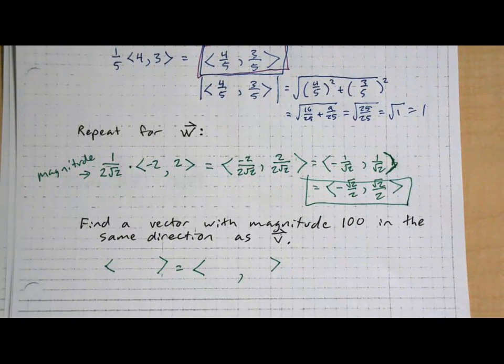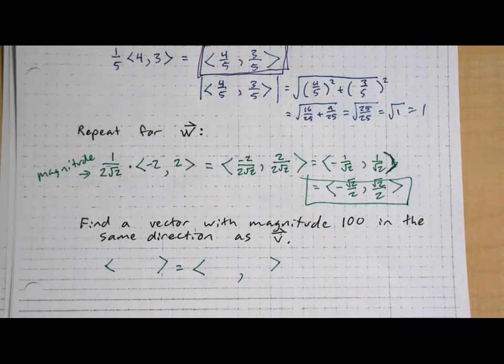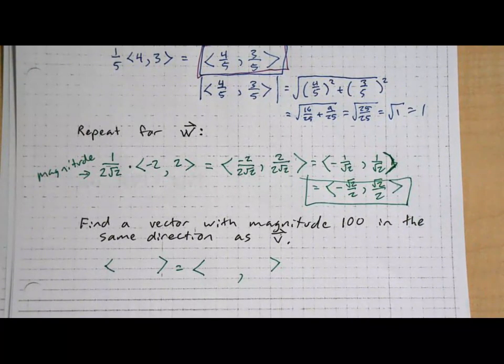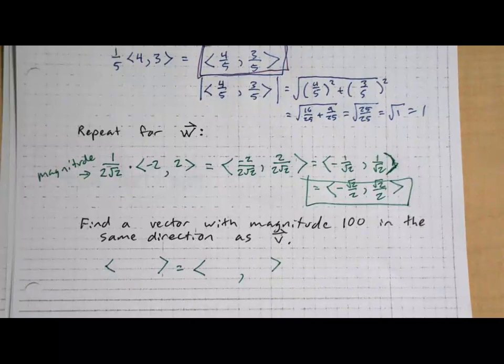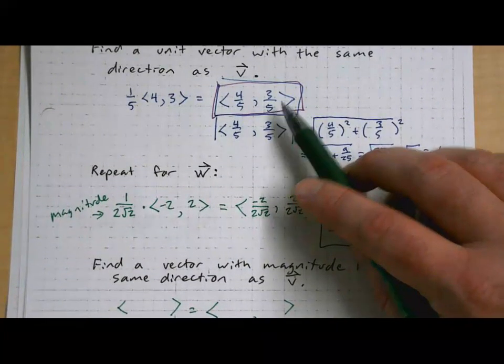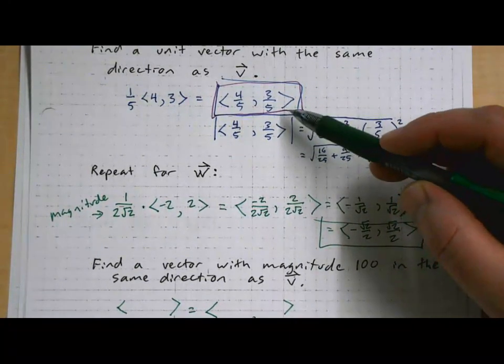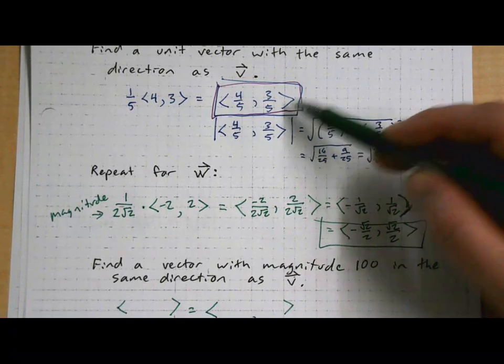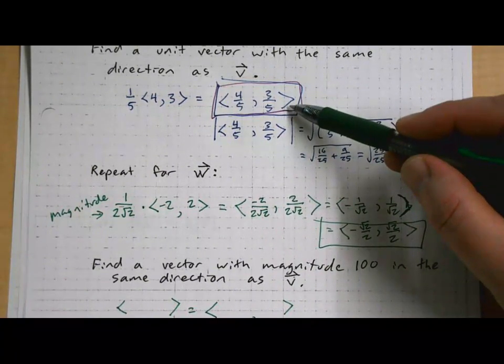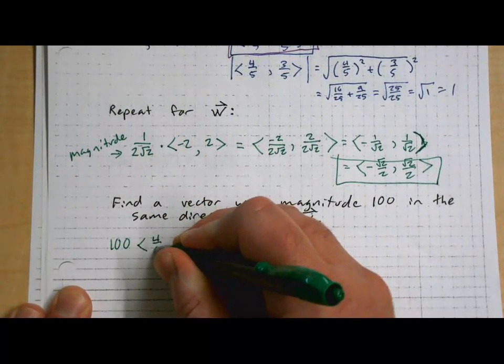Question is, do we want to go all the way back to vector v for this, or is there something we've already done that might make this a little bit easier for us? We already found v, but as a unit vector, didn't we? This is a vector that's already in the same direction as v, but it has a length of what now? 1. Couldn't I just multiply this times 100 and that would get me there? That's it. So I would just multiply 100 times what we've already found.